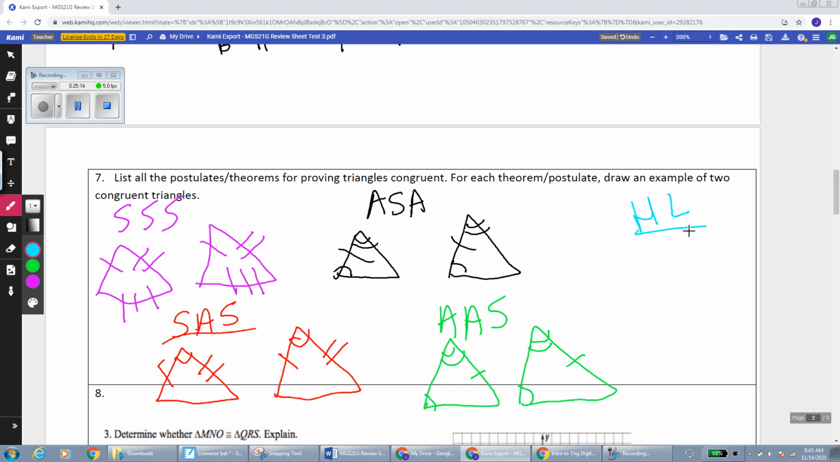So for HL, we know that we need right triangles. So let me put a right angle in them. And we need congruent hypotenuses and a pair of congruent legs. So you could make this leg congruent to each other, or you can make this leg congruent to each other. It doesn't matter. And there we have HL.